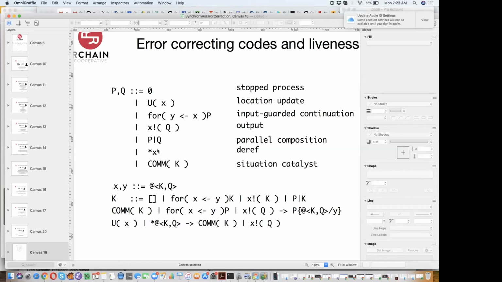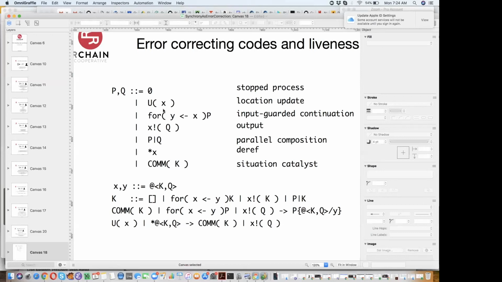And so the overall structure of the calculus is very similar to the rho calculus. You've got your usual suspects of the stop process, for comprehensions, output, parallel composition, and deref. And then there are two new process constructors. Not surprisingly, since names come in pairs, there's one that has to do with context and another that has to do with terms, which are encoded as names.